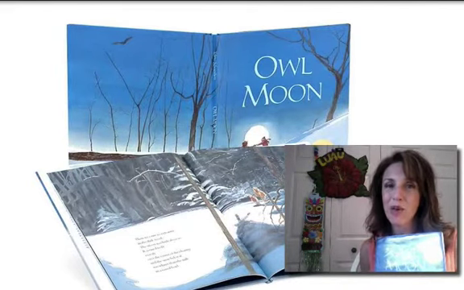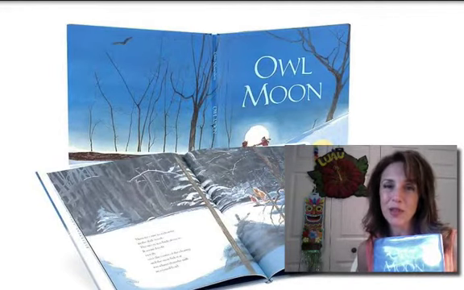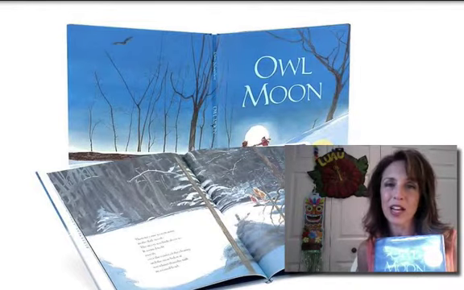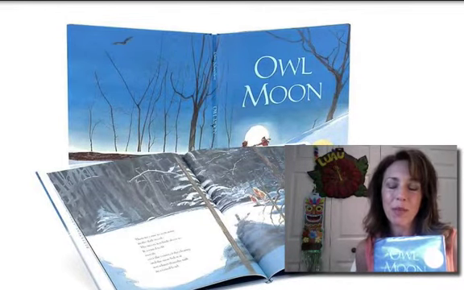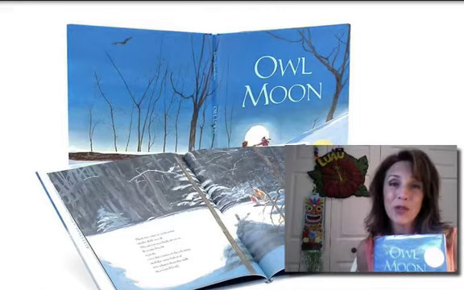This time it's Owl Moon by Jane Yolen, and I did include an activity to go along with this book in the Mother's Day packet, but again, this is a book that I use at any time during the year, especially when I want to get my students to visualize and focus in on descriptive language. So let me take you through the activity that I have in the packet.